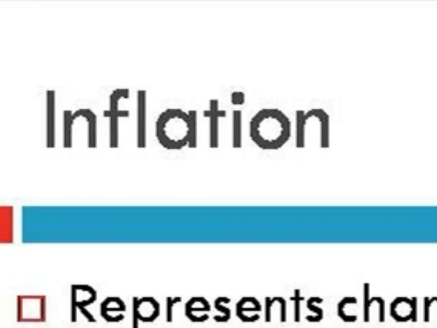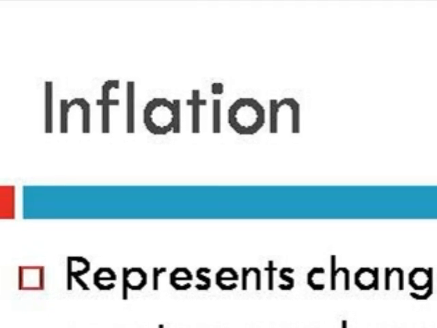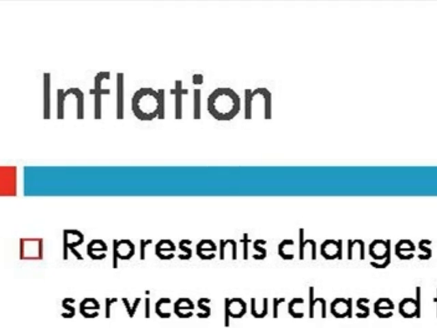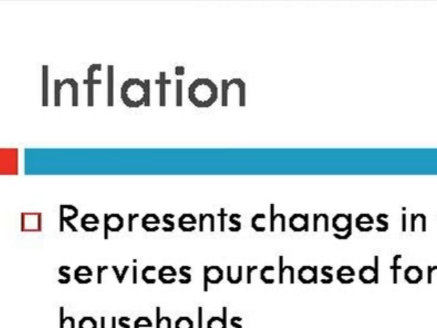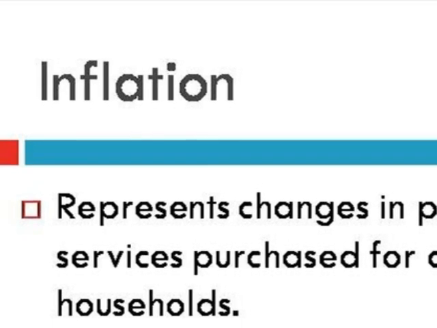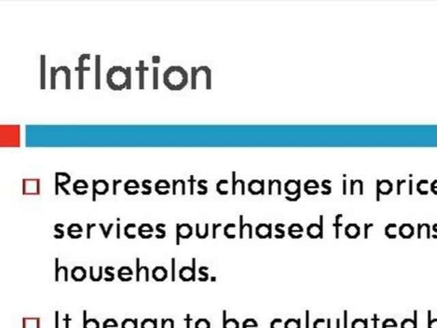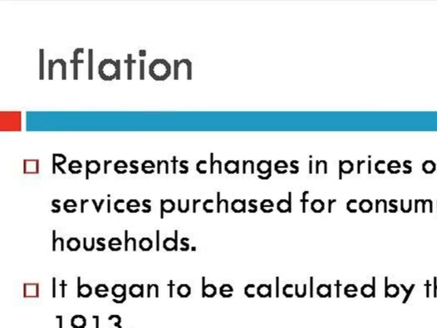The Consumer Price Index not only measures the rise in prices, but inflation. Inflation represents changes in prices of all goods and services purchased for consumption by urban households. It began to be calculated by the government in 1913. The chart shows how much inflation has increased since it began to be calculated.